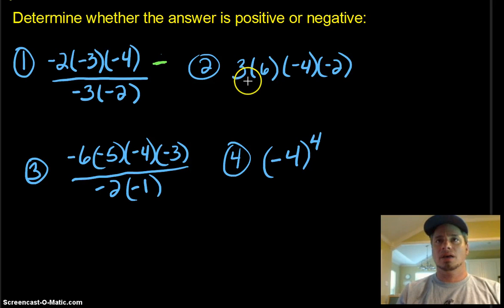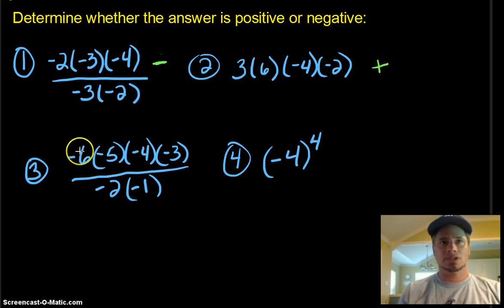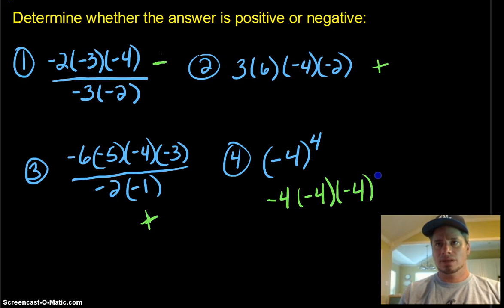Look at number 2. Well, I'm multiplying 4 things together. I've got 2 negatives total, so my answer is going to be positive. Number 3, let's count our negatives. 1, 2, 3, 4, 5, 6. Total of 6 negatives. Well, we're going to get a positive answer. Number 4, negative 4 to the 4th. That's really negative 4 times negative 4 times negative 4 times negative 4. 4 negatives, 1, 2, 3, 4, gives us a positive answer.